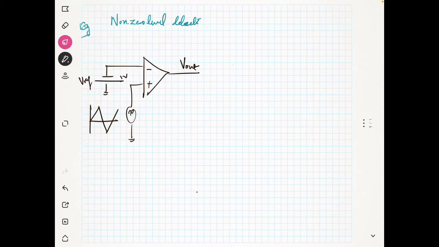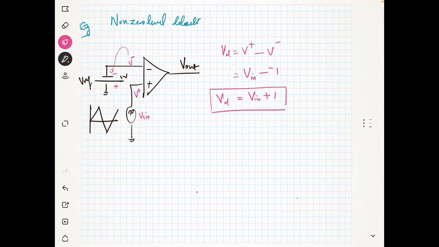So to find Vd, you know this is V plus and this is V minus. So Vd is equal to V plus minus V minus. And what is the voltage at V plus? V plus is equal to V in. And what is V minus? For V minus, you see this is negative and this is positive, so V minus is minus 1. So this is V in plus 1.